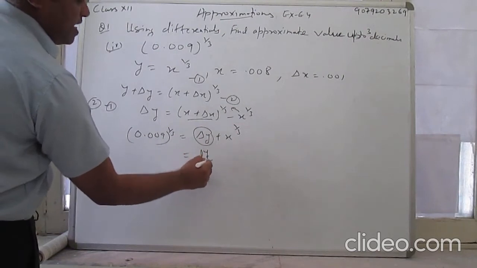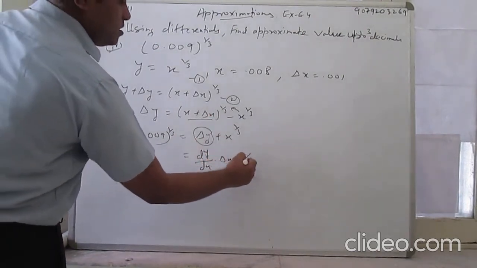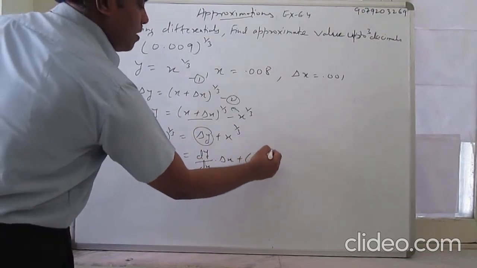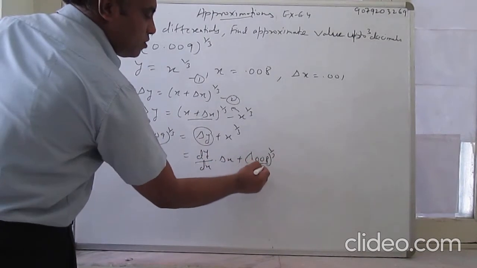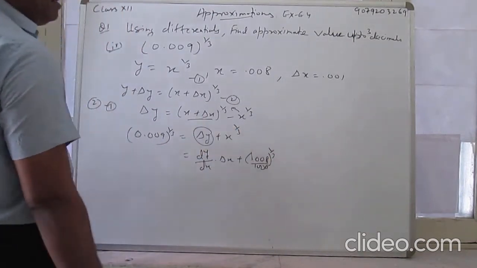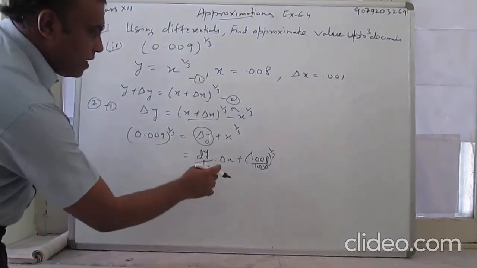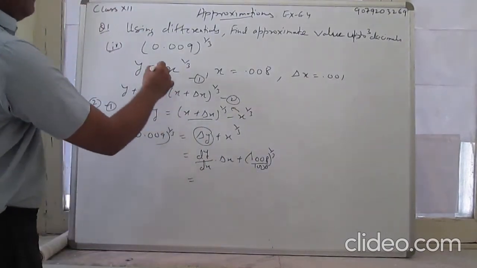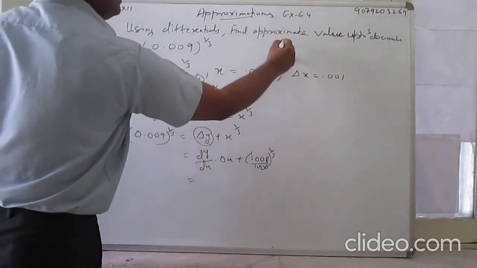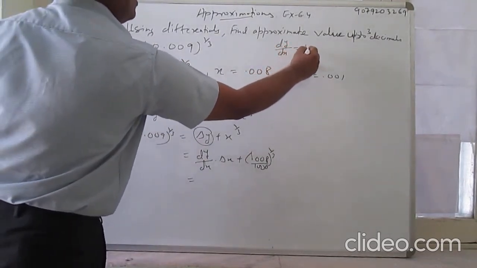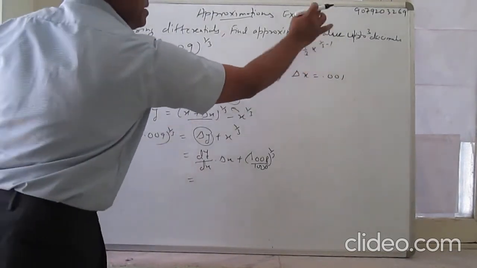Differential dy by dx into delta x plus what is x? 0.008 to the power 1 by 3. So ये क्यूब रूट है, नीचे 1000 हो जाएगा. So it is 2 upon 10. It is 0.2. Okay, and dy by dx. What is the differential of this? इसका dy by dx करेंगे तो क्या आएगा? See here, dy by dx is equal to 1 by 3 x to the power 1 by 3 minus 1. n x n minus 1.